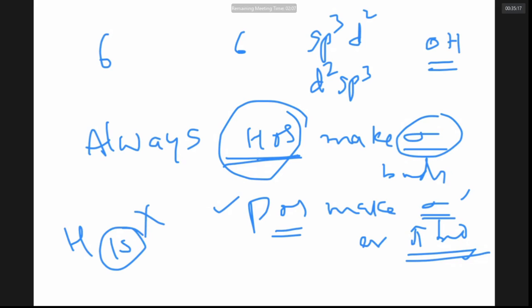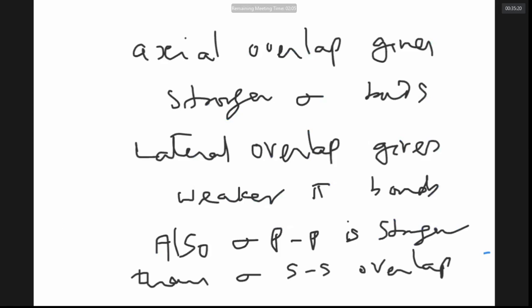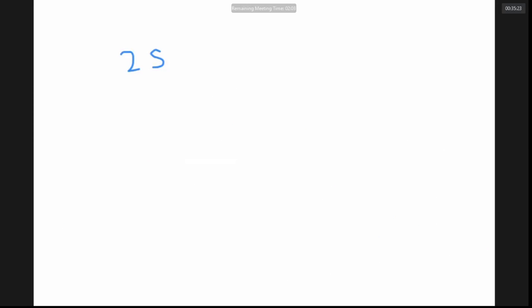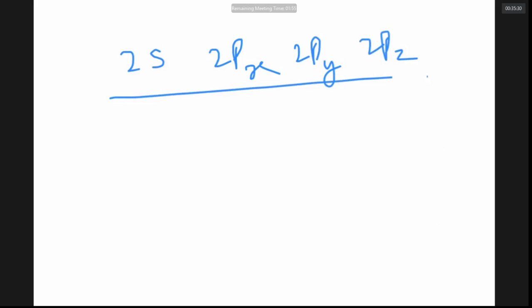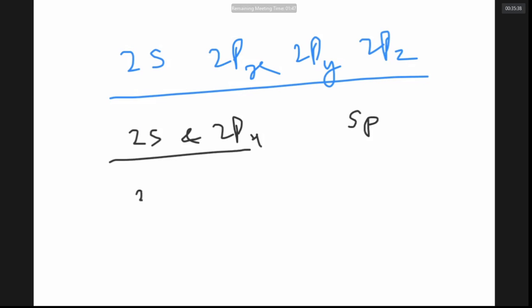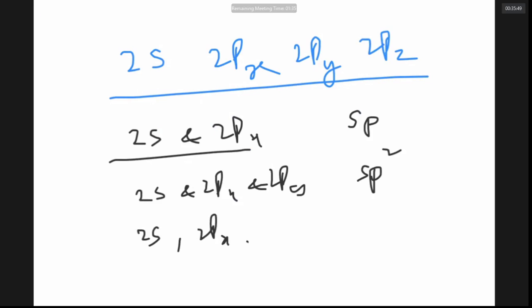If I am looking at carbon, it has 2s, 2px, 2py, 2pz orbitals. How many orbitals does it have? 4. If carbon is using 2s and 2px only for hybridization, I get sp hybrid orbitals. If carbon is using 2s and 2px and just 2py, I get sp2 hybrid orbitals. If carbon uses 2s, 2px, 2py and 2pz, all for hybridization, then I am getting sp3. Carbon has 3 options.